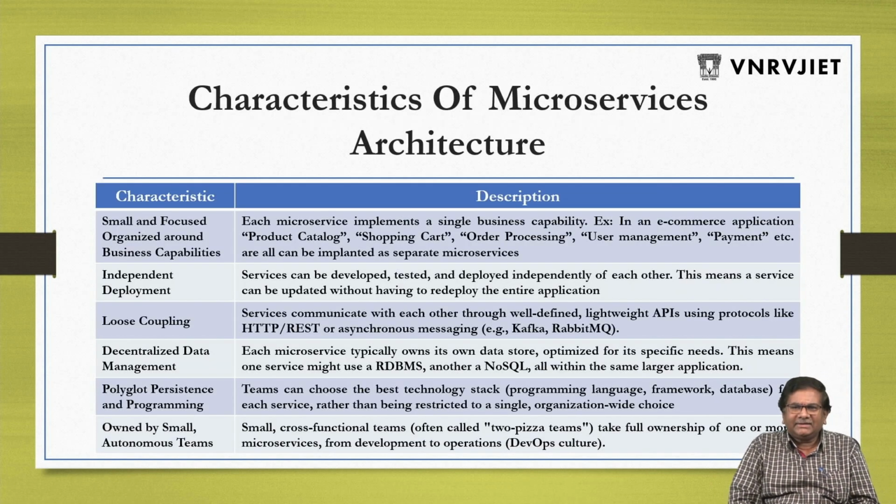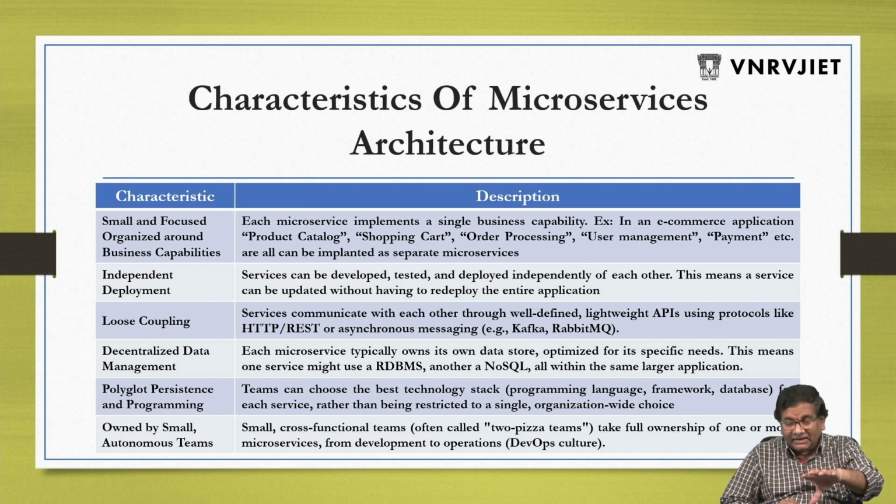Now, what are the characteristics of microservice architecture? Small and focused, organized around business capabilities, which I already talked about. Each microservice implements a single business capability. For example, in an e-commerce application, product catalog, shopping cart, order processing, user management, payment, etc., can all be implemented as separate microservices.